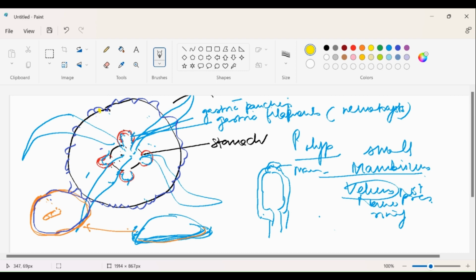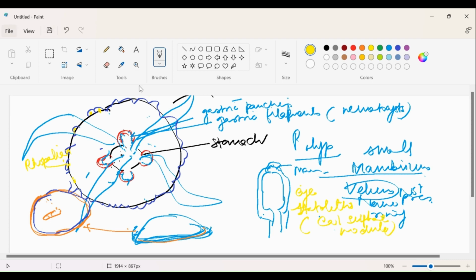So let me make it with the yellow color. These are the rhopalia. So what are rhopalia? Rhopalia are sensory structures, and these are ganglionic concentrations of neurons, and they have an eye, plus they have statoliths. Statoliths are calcium sulfate nodules, means they are sensory in nature. The rhopalia are sensory in nature.